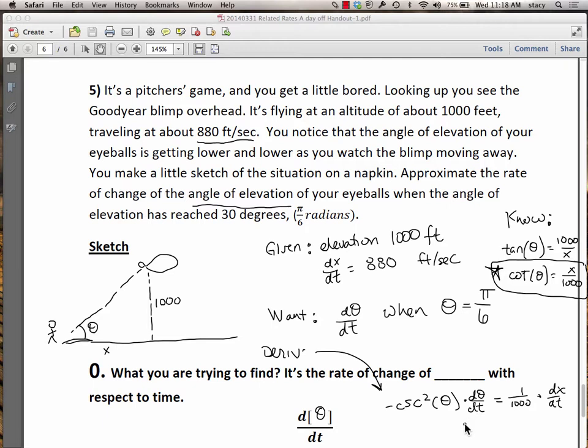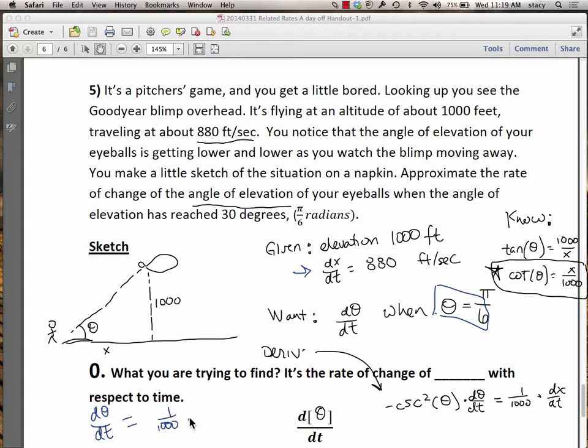Are there questions? How are we doing? You okay? Good. We have dx dt, right? Remember that was given. So I can plug in that. I can plug in this. Oh, and then I can solve. Voila. Okay. So that means that d theta dt is what?